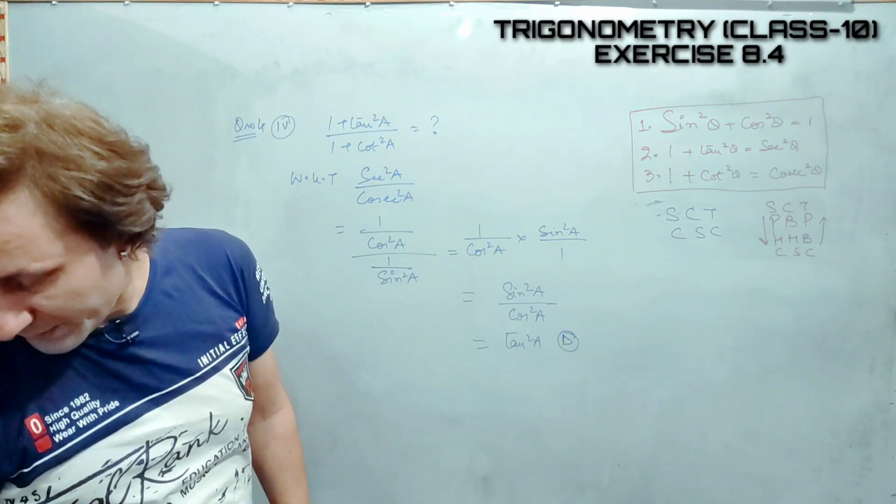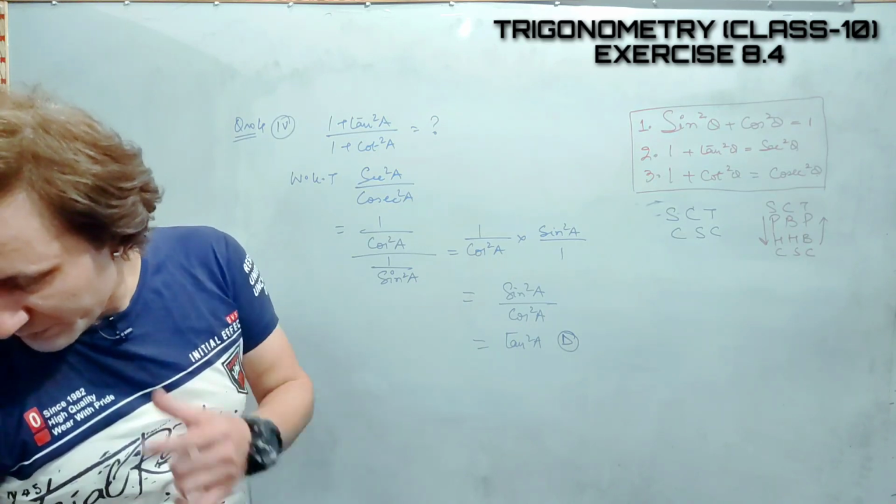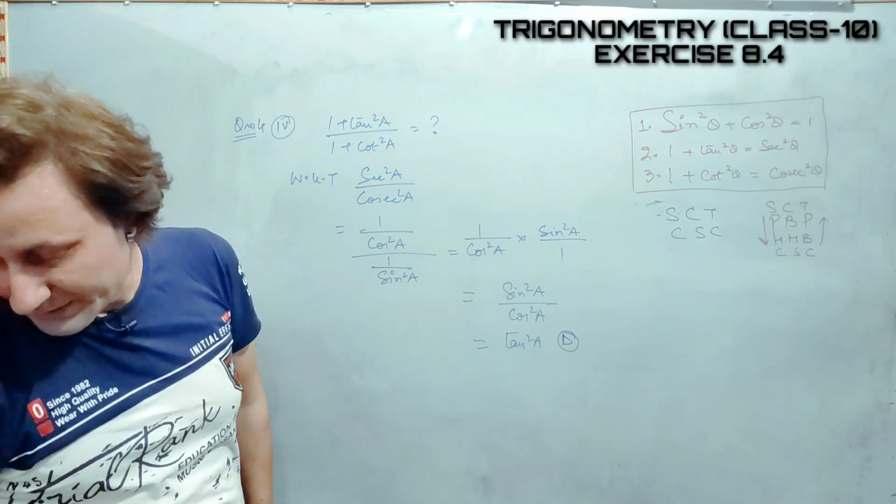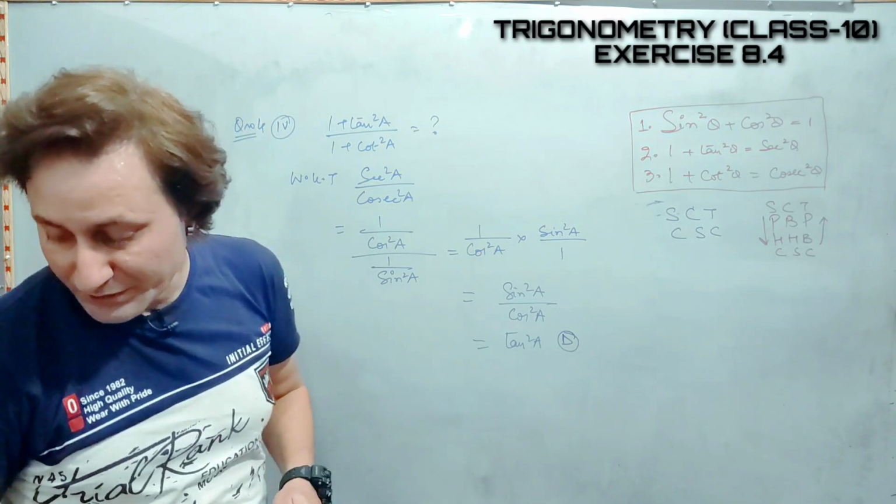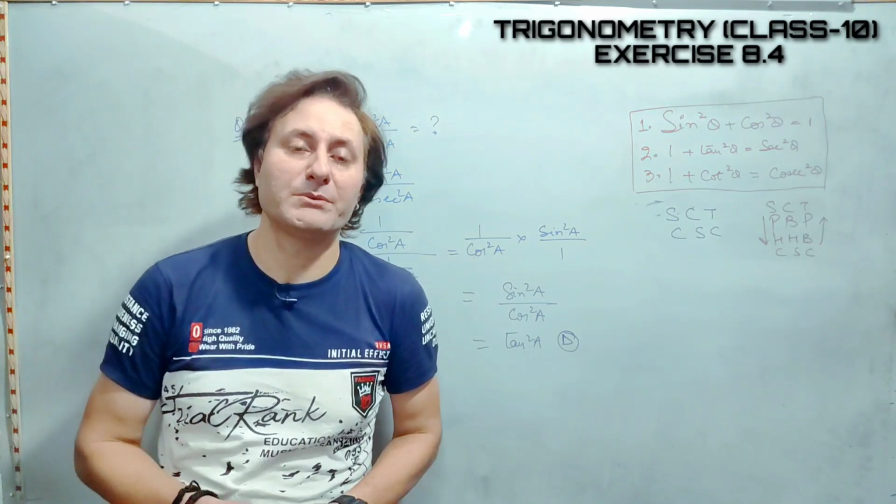So that's what it is. Just give me a second. Let me check that out. 1 plus tan square A. Yes, it is the D part. So this is question number 4. This finishes our question number 4.